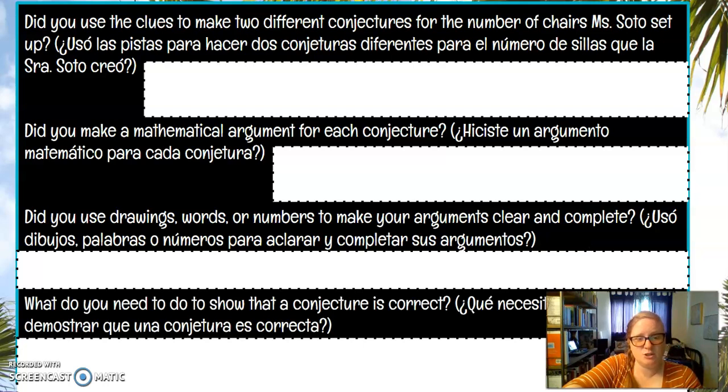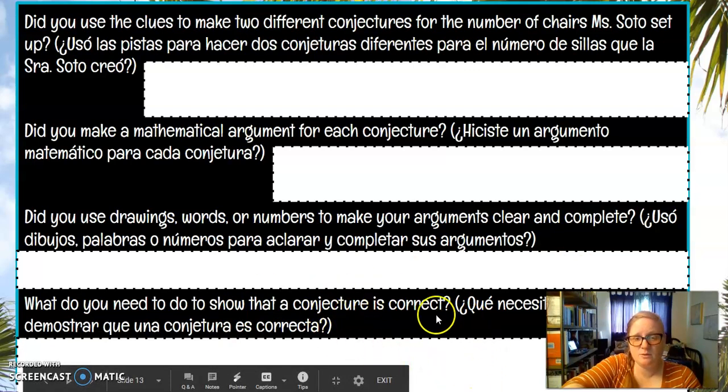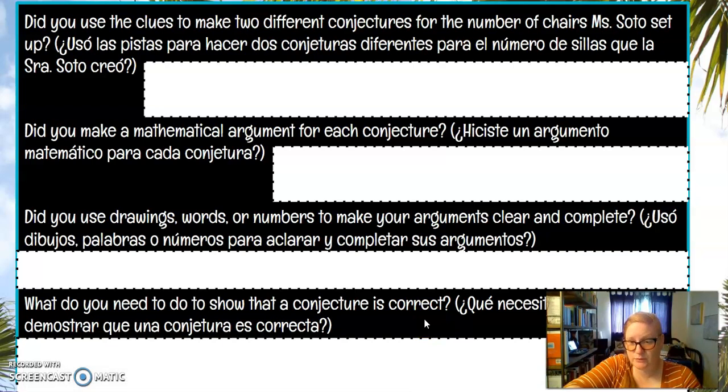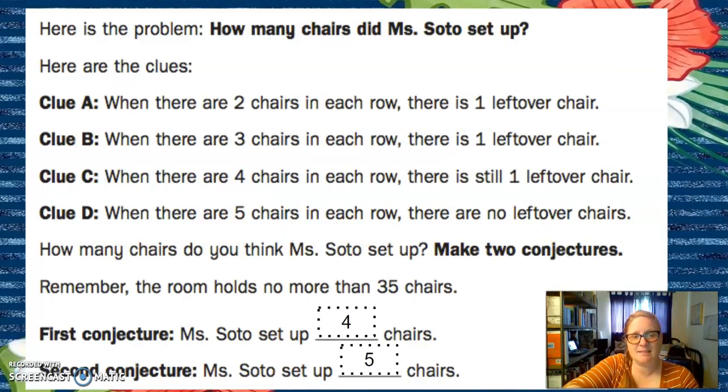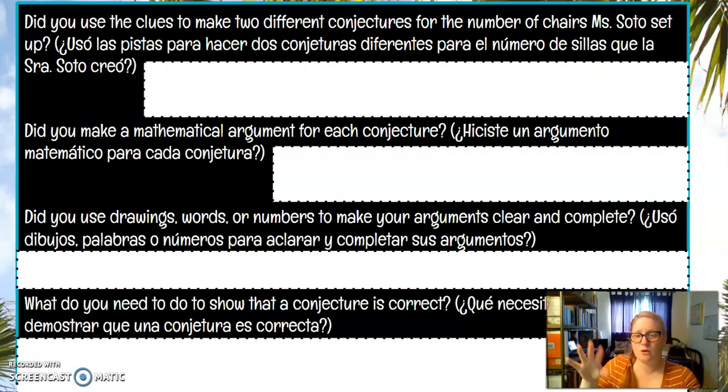What do you need to do to show that a conjecture is correct? And that is what you need to put here. What do you need to show? You need to show why it proves those clues, okay? And so the next couple of slides are your guys's guesses and your mathematical reasoning. I want you to go through and edit that and make sure that everything is nice and correct.